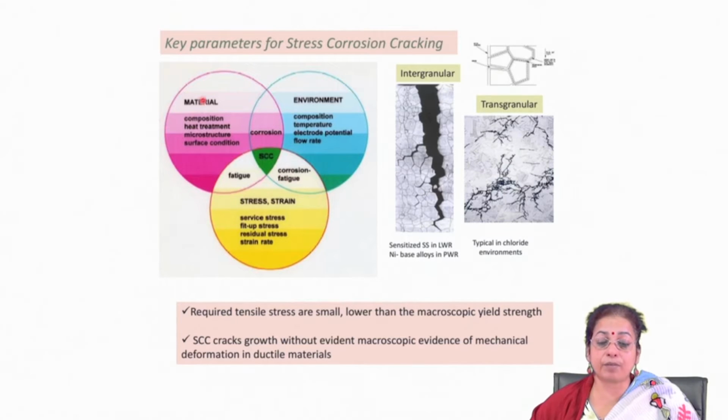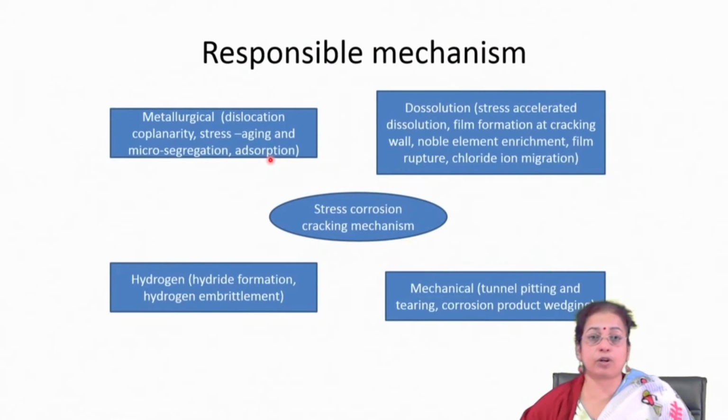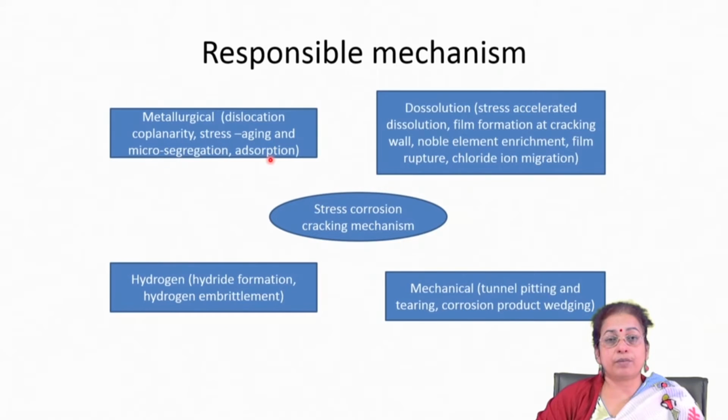If you quickly look at the map of the material, environment and stress, you will find that stress corrosion cracking is usually observed in that particular overlap region where the material undergoes corrosion in a corrosive environment. It can also undergo fatigue, or maybe corrosion fatigue, under stress when the stress is fluctuating in nature, and in between there is stress corrosion cracking of the component. So, you have to know this region properly, so that you can get rid of this problem by choosing the proper environment and stress.